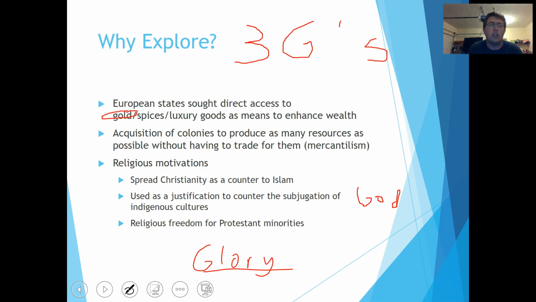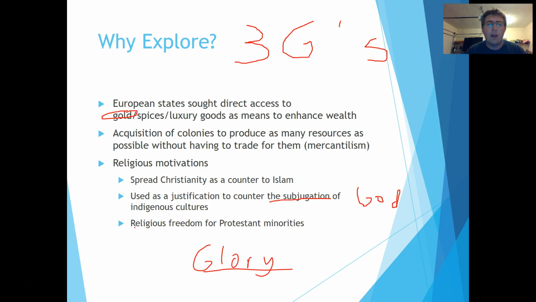And also the religious motivations. In different contexts, certainly you have Christianity as a buffer to the Ottoman Empire and Islam. You have religion used as a justification to subjugate indigenous cultures. If you're going to take over, and we certainly know the story of Columbus, we'll talk about that, the subjugation, the oppression of people, sometimes that would be justified as saying, hey, we just want to spread religion to them and enlighten them, so to speak.